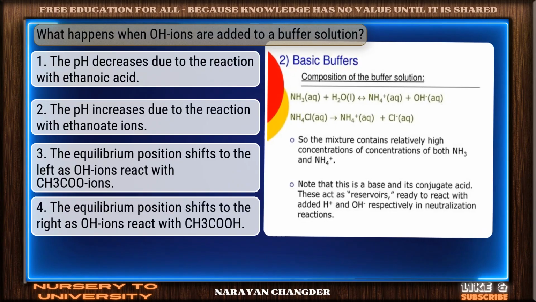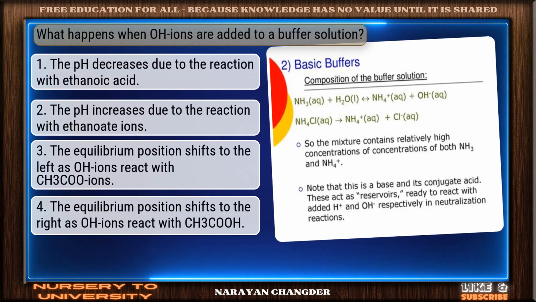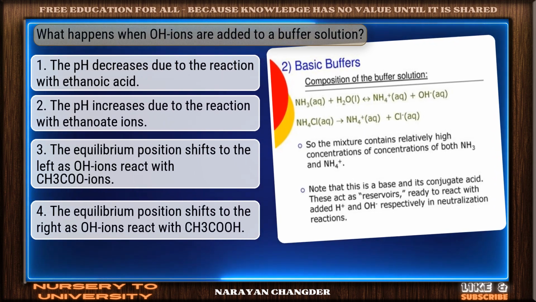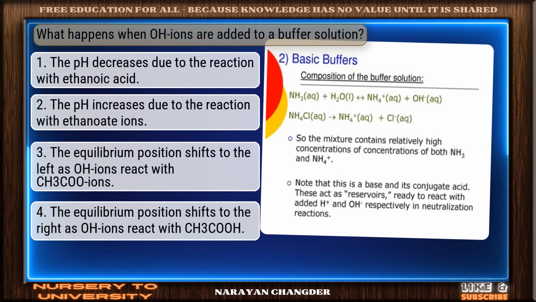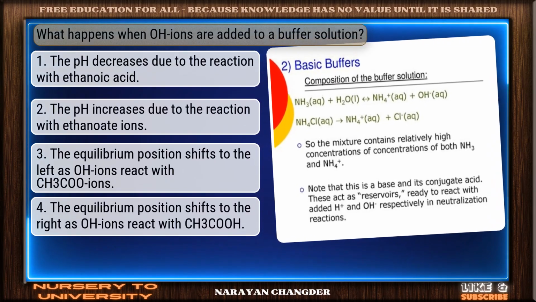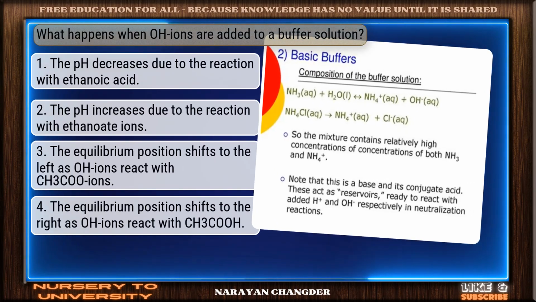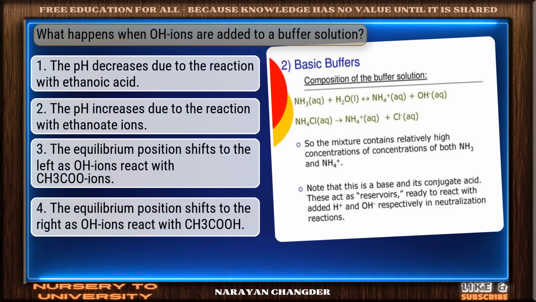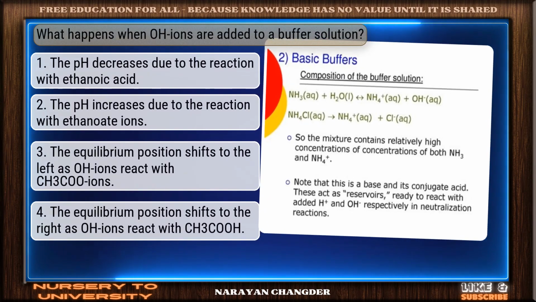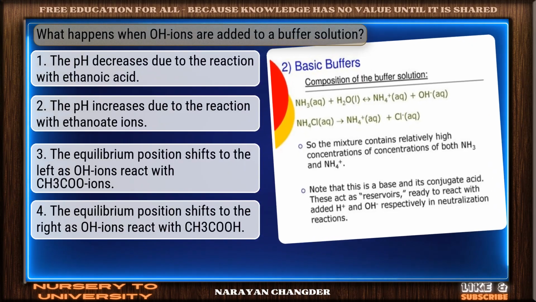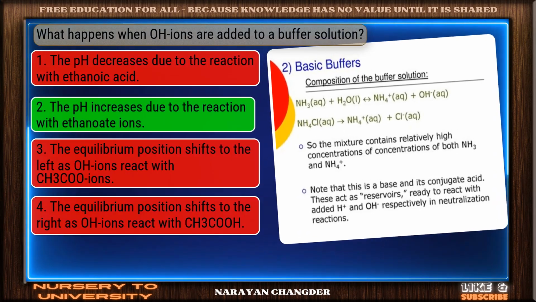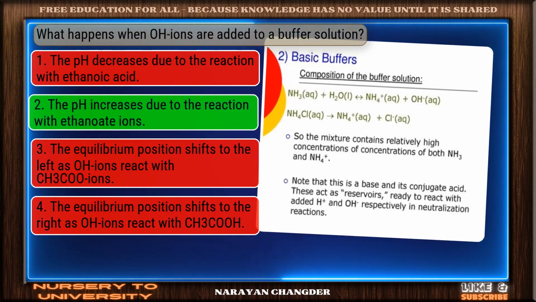What happens when OH- ions are added to a buffer solution? Option 1, the pH decreases due to the reaction with ethanoic acid. Option 2, the pH increases due to the reaction with ethanoate ions. Option 3, the equilibrium position shifts to the left as OH- ions react with CH3COO- ions. Option 4, the equilibrium position shifts to the right as OH- ions react with CH3COOH. The pH increases due to the reaction with ethanoate ions.